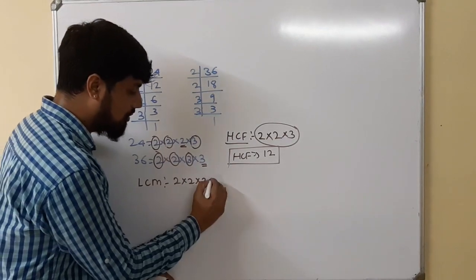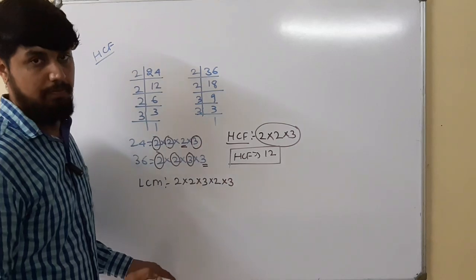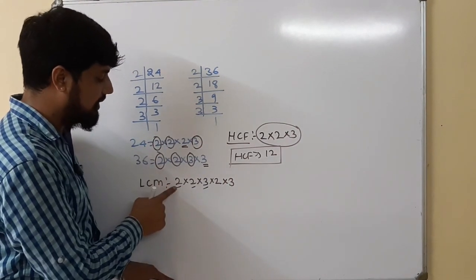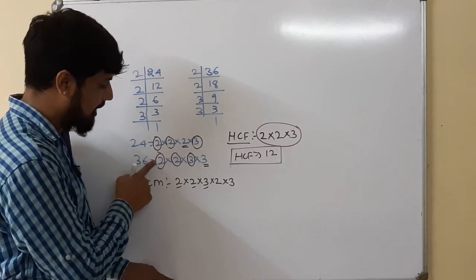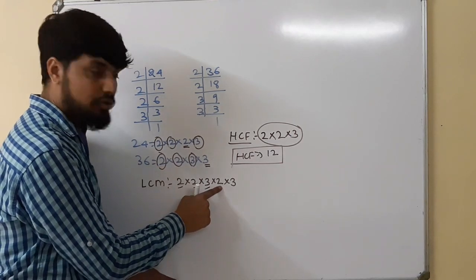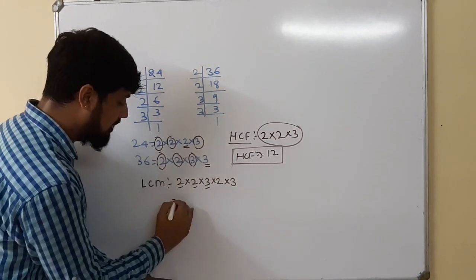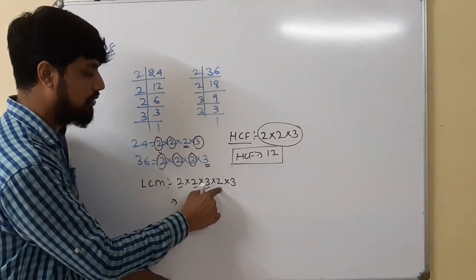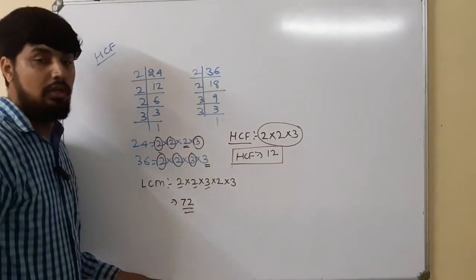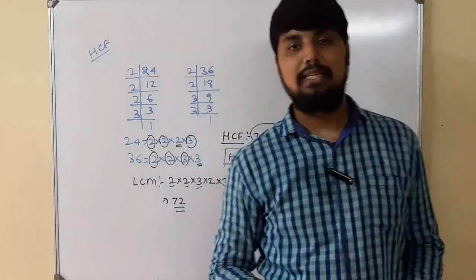Now this 2 is not common, so I will write this 2 also, and this 3 is not common, I will write this 3 also. So the common numbers are written only once. Now this 2 is common, so I have written this 2 for this pair. This 2 is for this number, and this 3 is for this number. Now when we multiply this, 3 3s are 9, 9 2s are 18, 18 2s are 36, 36 2s are 72. Now we can say the LCM of 24 and 36 is 72.